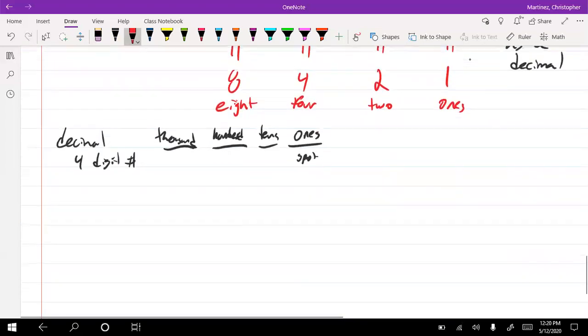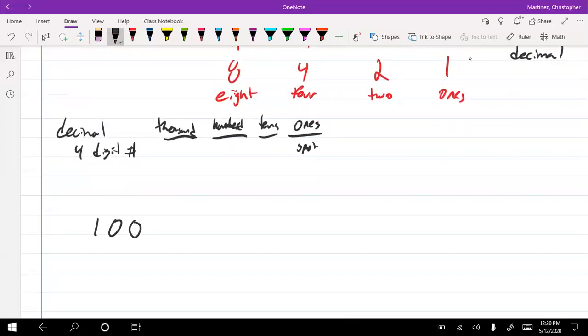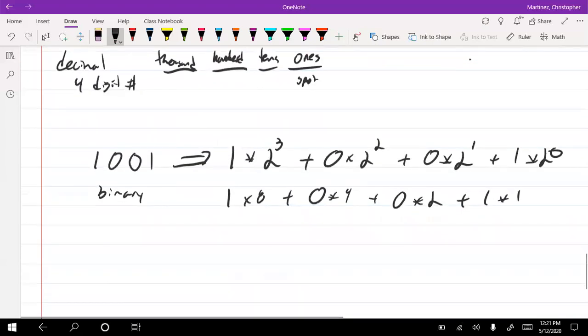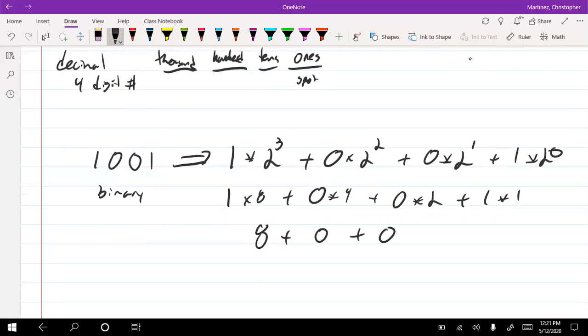Okay, so what is 1001? So 1001 as binary, that's going to say, okay, it's 1 times 2 to the 3 plus 0 times 2 to the 2 plus 0 times 2 to the 1 plus 1 times 2 to the 0. Okay, so that's 1 times 8 plus 0 times 4 plus 0 times 2 plus 1 times 1. So it's 8 plus 0 plus 0 plus 1. Well, it adds up to number 9 in decimal.